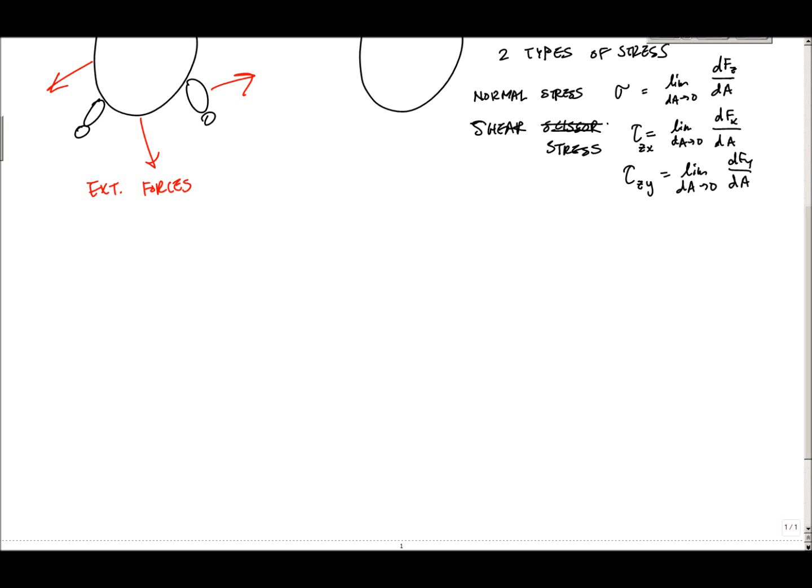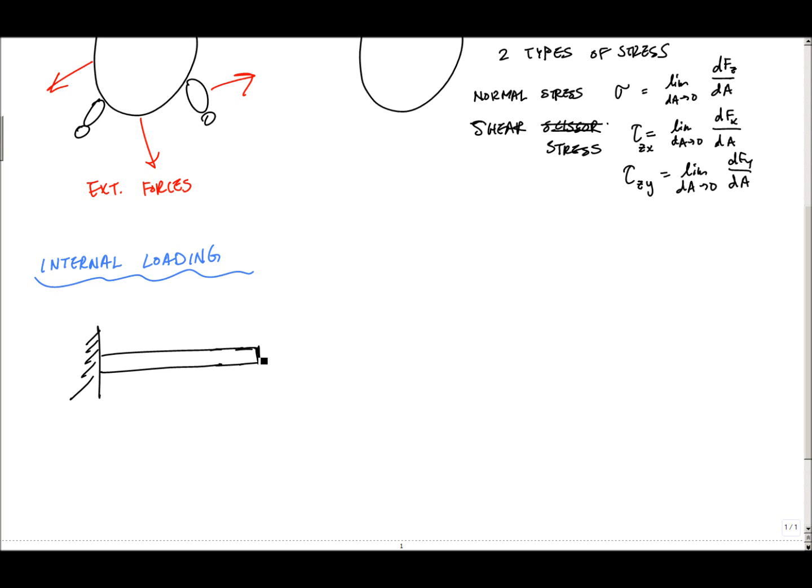But the key here, especially in the early going of mechanics of materials, is to be able to take what you know as internal loading and calculate the stress associated with each internal load. Internal loading is something you might have seen in statics. You had maybe a cantilever structure here. The beam's cross section could be circular, rectangular, an I-beam, whatever. And maybe you have all kinds of loading going on.